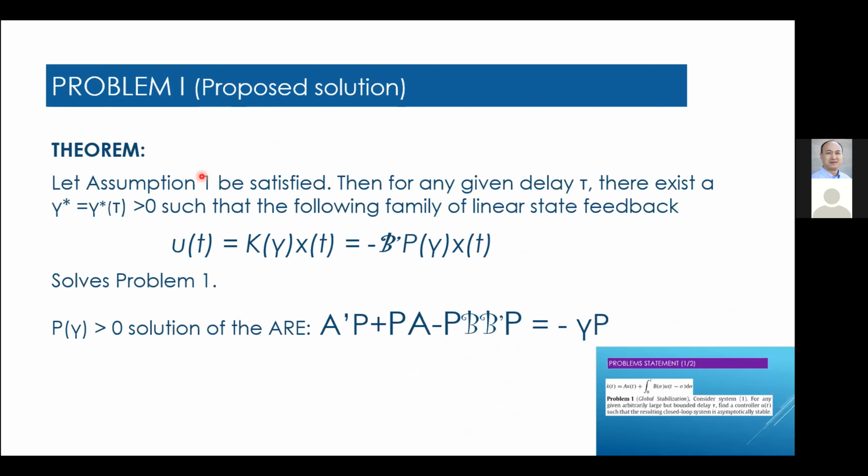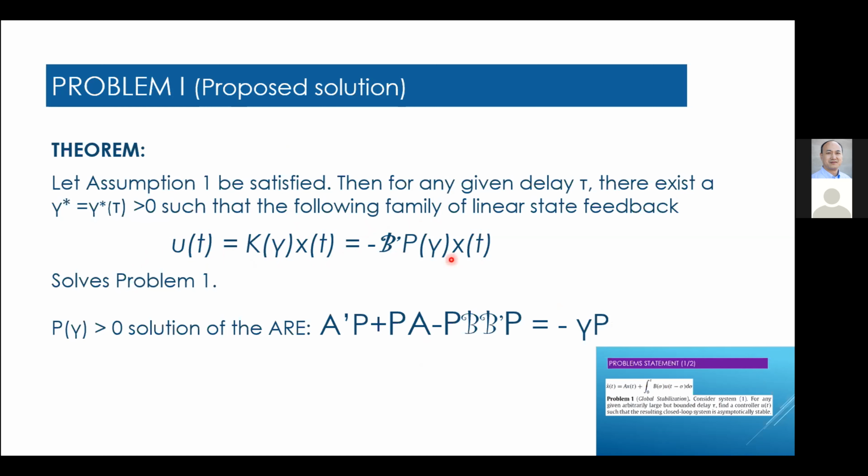After they got that first assumption, they were able to say that if the assumption is in fact satisfied, then for any given delay tau, there exists a gamma, which is a function of tau, and allows us to get a family of linear state feedback, U of t, taking this form: minus uppercase B transpose P of gamma X of t, which solved the first problem.